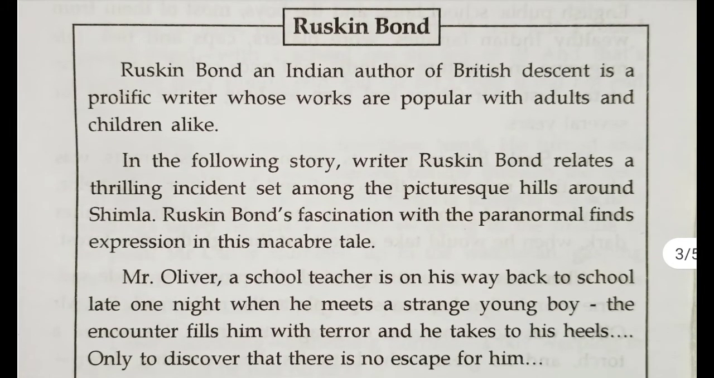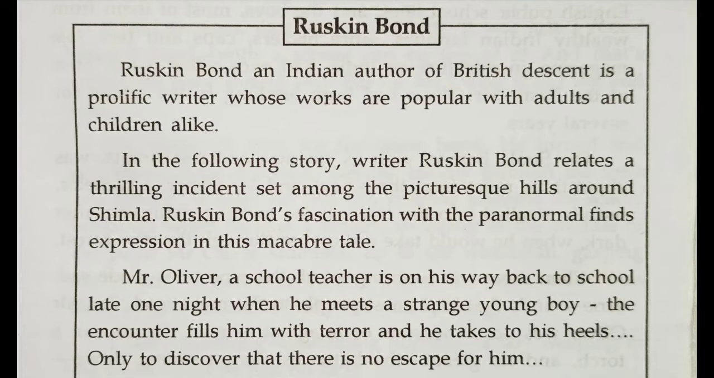So let's now take a look at the introduction of this short story by Ruskin Bond. On your screen, taken from your textbook, we have an introduction about the author. Ruskin Bond, an Indian author of British descent, is a prolific writer whose works are popular with adults and children alike. In the following story, writer Ruskin Bond relates a thrilling incident set among the picturesque hills around Shimla. Ruskin Bond's fascination with the paranormal finds expression in this macabre tale.